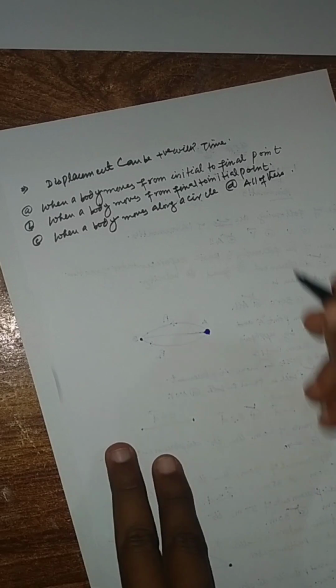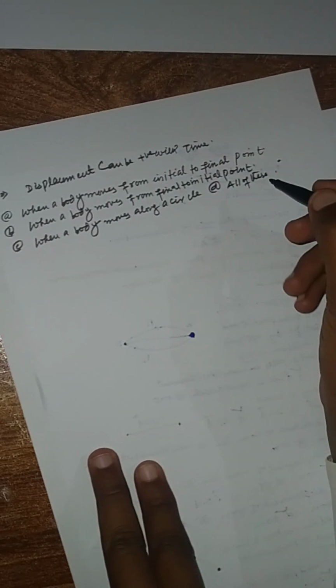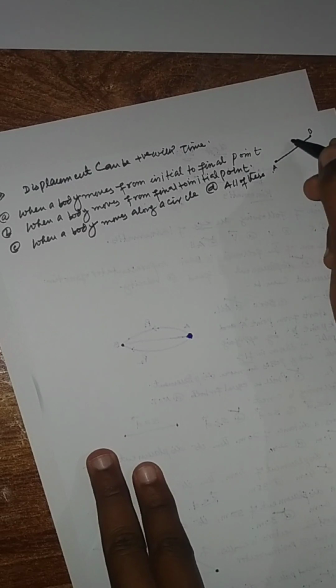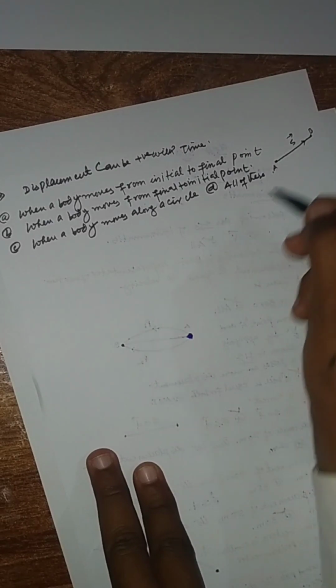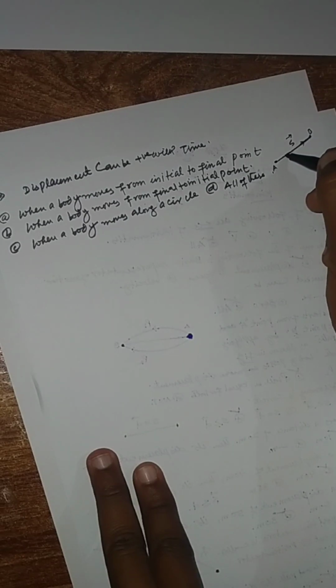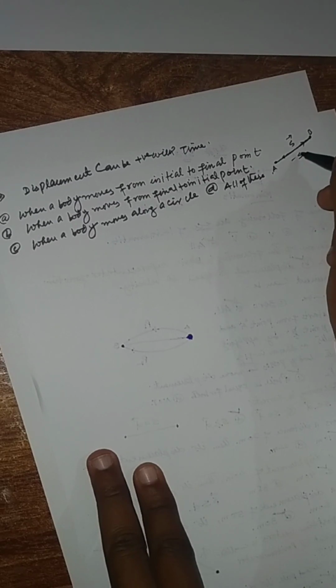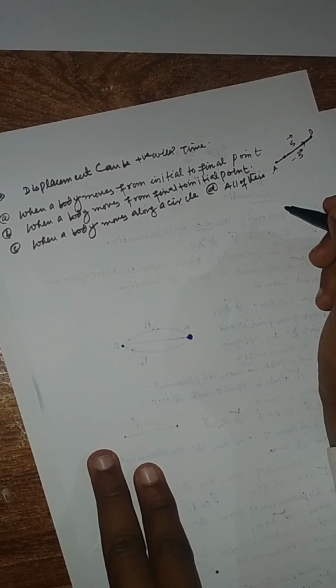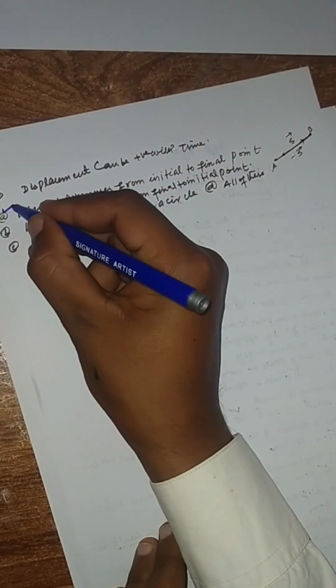So what will be the correct answer? If we take the initial point, let's say this is point A, and this is B. If a body moves from this to this, the displacement will be S. If this is the final point and the body moves from final to initial, then this will be negative, minus S. And if a body moves along a circle, then total displacement will be 0. So the correct answer is when a body moves from initial to final point, then displacement will be positive.